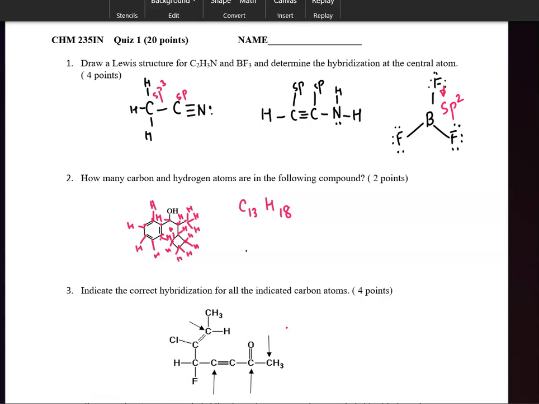The next one is asking you to indicate the correct hybridization for all the indicated carbon atoms. So we have this carbon, which is connected to a hydrogen, a CH3, and then it has a double bond here. So that will be sp2. This carbon here is sp. This carbon here, 1, 2, 3 electron clouds, is sp2. And this carbon with 4 electron clouds should be sp3. Next question.